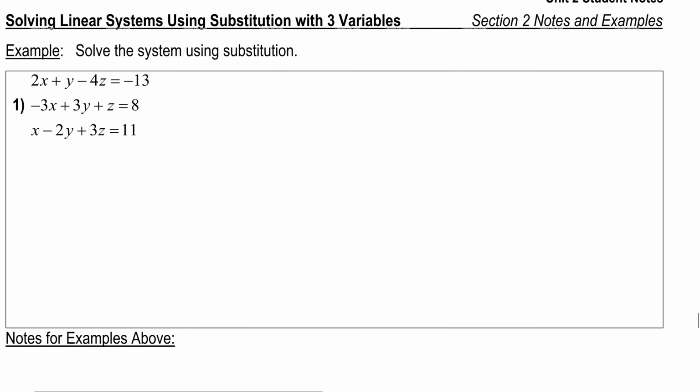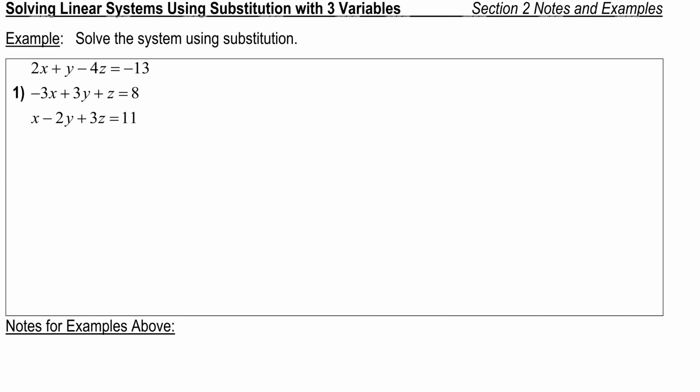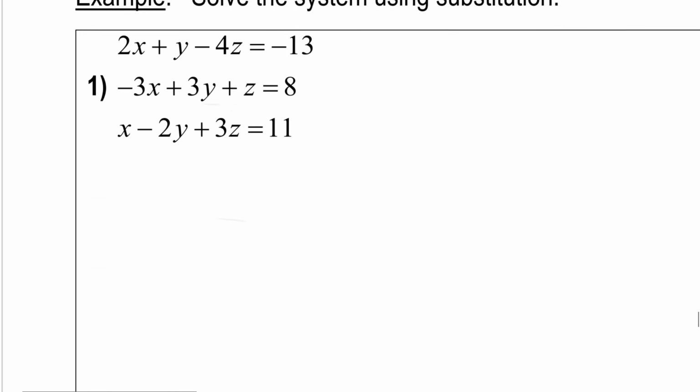So today we're going to do Unit 2, Section 2, solving linear systems using substitution with 3 variables. Last time we did 2, now we have a third. So nothing too different, just an extra line, an extra equation, a little more work. So we're going to start off the same way.